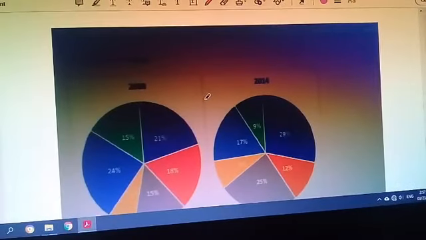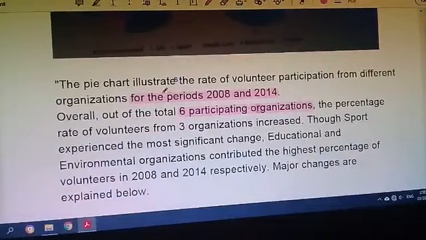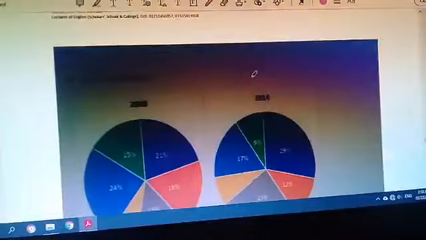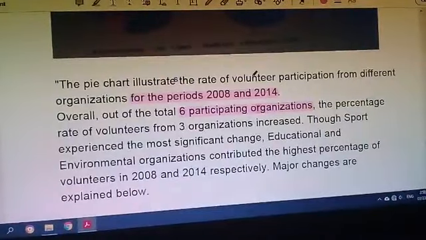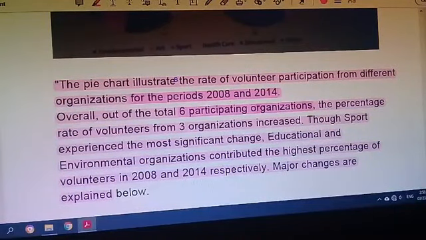This one is a pie chart. The charts below show the percentage of volunteers by organization in 2008 to 2012. You can see here the pie charts illustrate the rest of volunteer participants. You can see this. And next, this one, first stanza. This is the first stanza or paragraph.